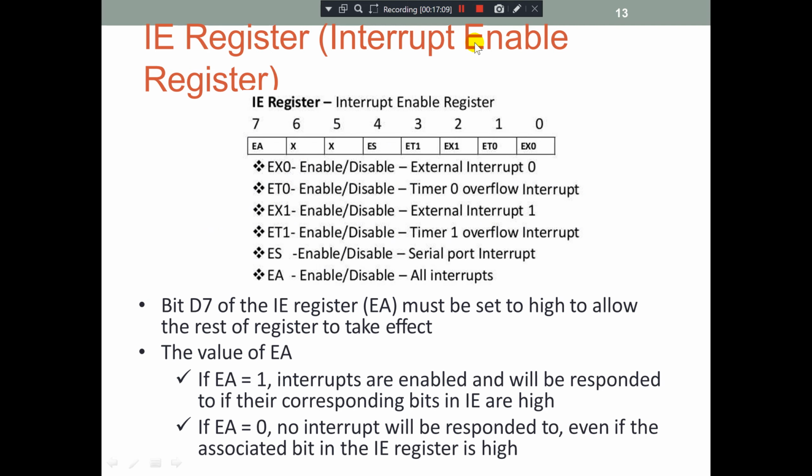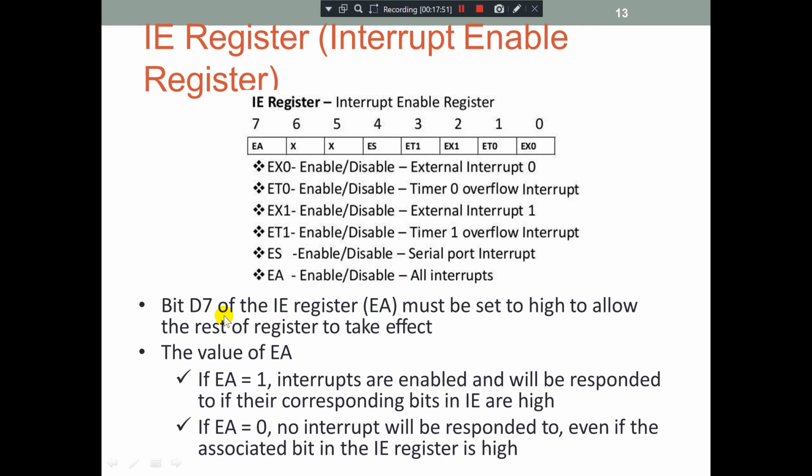The IE register, the interrupt enable register, has 8 bits: EA, X, X, ES, ET1, EX1, ET0, EX0. The two X bits we are not going to use. EX0 enables or disables external interrupt 0. ET0 enables or disables the timer 0 overflow interrupt. EX1 enables or disables external interrupt 1. ET1 enables or disables the timer 1 overflow interrupt. ES enables or disables the serial port interrupt. EA enables or disables all the interrupts.